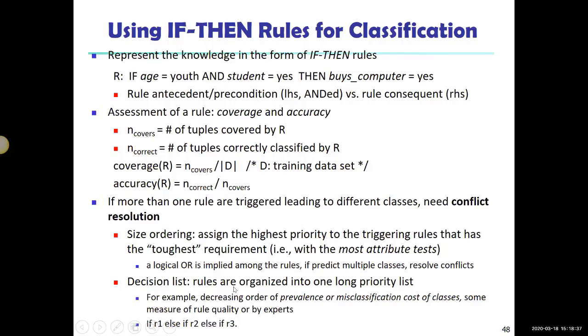The rules can be organized based on a number of different criteria. For example, decreasing order of prevalence: the most general rules get fired first, then the rules that cover a small number of classes. It could also be ordered using misclassification cost. In a medical application, what's the cost of not diagnosing people with a certain disease, and what is the cost of falsely diagnosing this person? Based on those costs, you can organize those rules in a meaningful way.